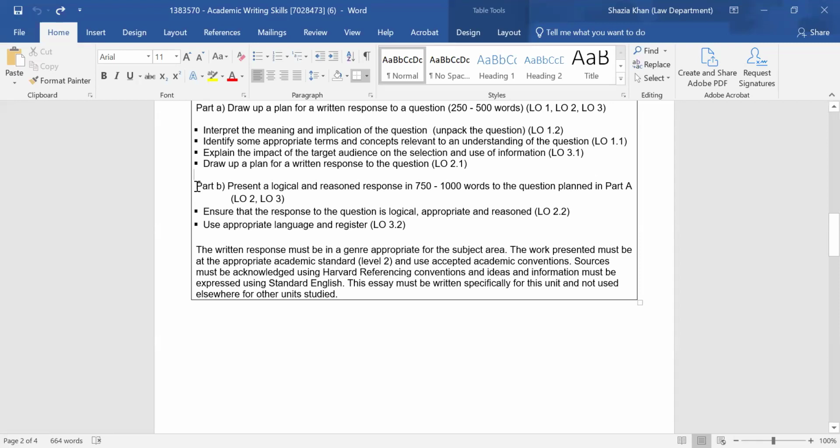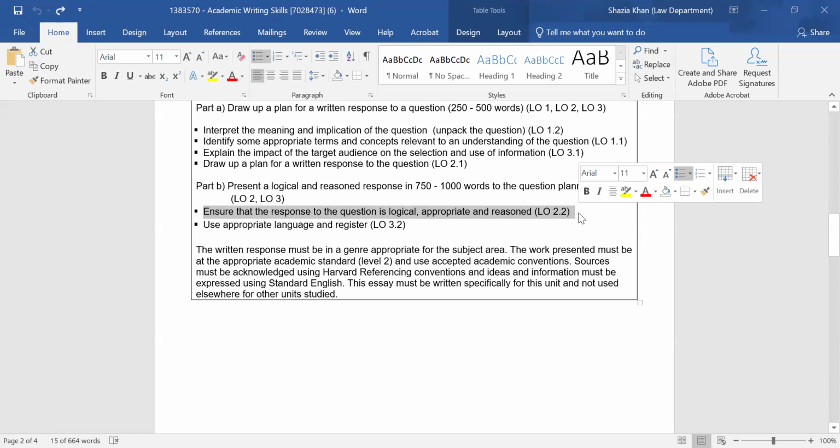Part B, present a logical and reasoned response, 750 to 1,000 words to the question planned in part A. So here, again, you are referring to the question that you've planned in part A, and you are working around that. In that, you need to ensure that the response to the question is logical, appropriate, and reasoned. And that's learning outcome 2.2. You need to use appropriate language and register, which is learning outcome 3.2.